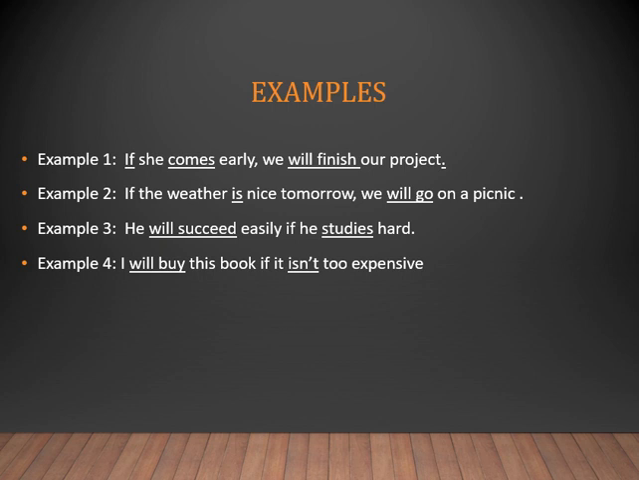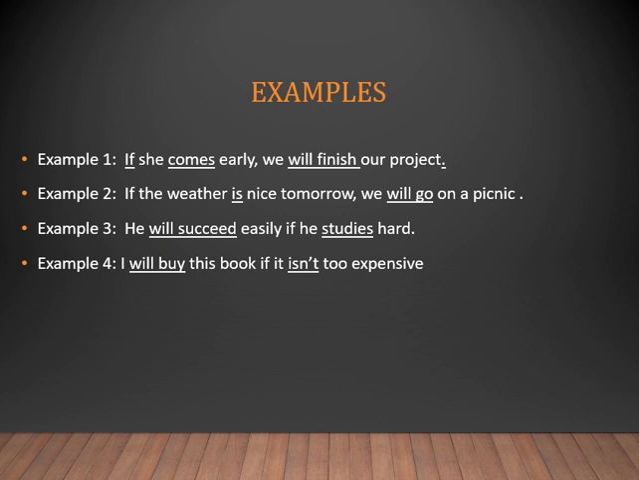Next example: If the weather is nice tomorrow, we will go on a picnic. Usually people, when the weather is nice, like to go on a picnic, but not all the people go. So usually most of the people go on a picnic if the weather is nice tomorrow or next week. Here again we have simple present in the if clause, and we put a comma, don't forget the comma here. After the comma we have will plus verb 1, will plus go.